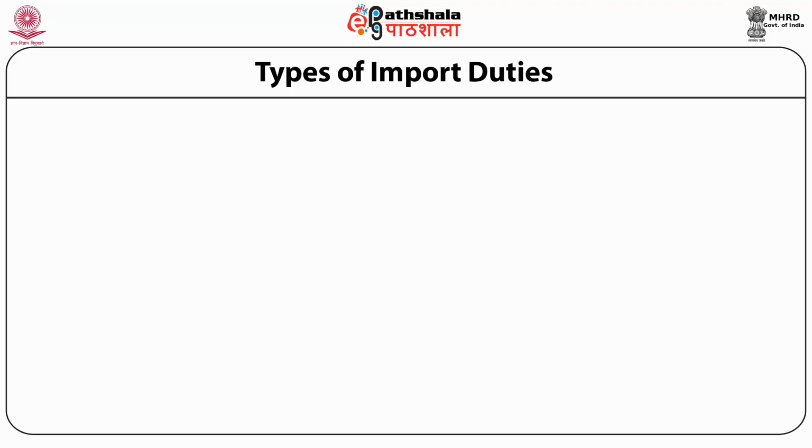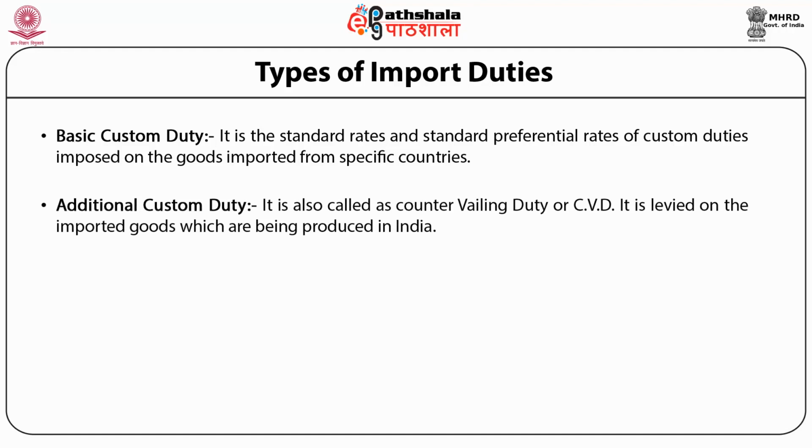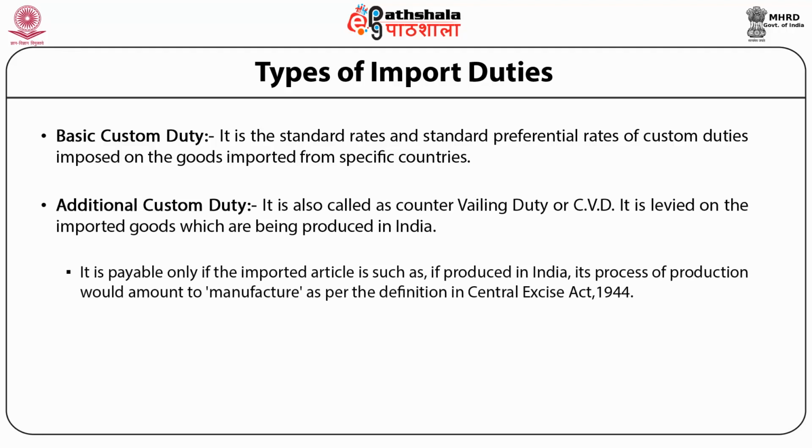Types of import duties. There are various types of import duties. One is basic customs duty. It is the standard rates and standard preferential rates of customs duties imposed on the goods imported from specific countries. Other is additional customs duty. It is also called countervailing duty or CVD. It is levied on imported goods which are also produced in India. It is payable only if the imported article is such that, if produced in India, its process of production would amount to manufacture as per the definition in the Central Excise Act 1944.